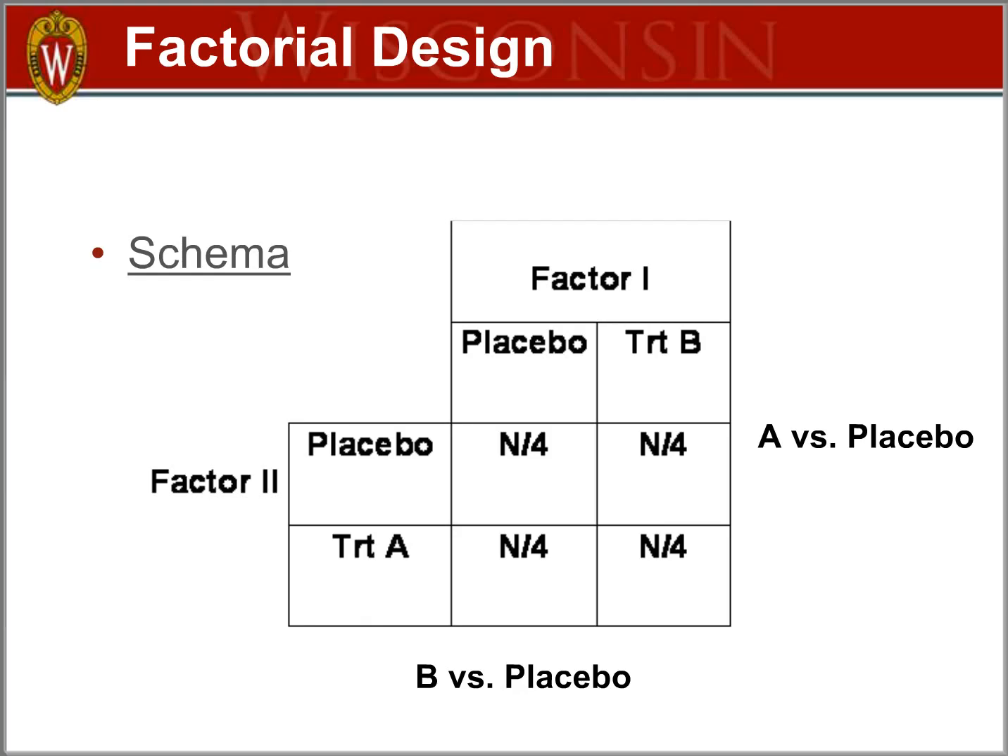We have factor 1 and factor 2. Factor 1 might be incidence of cancer. Factor 2 might be incidence of coronary heart disease. We have two therapies, treatment A and treatment B. So we're going to randomize subjects to one of 4 cells.